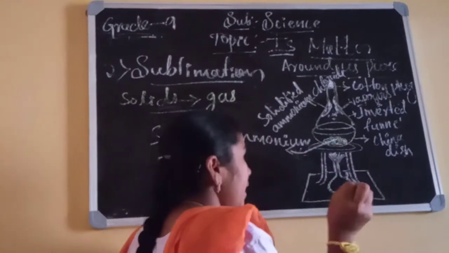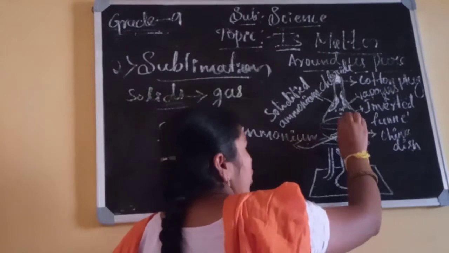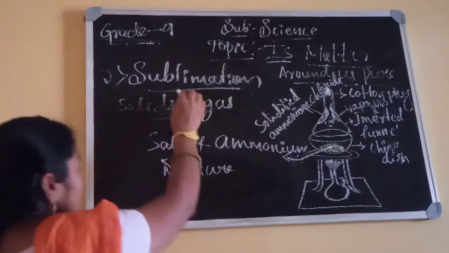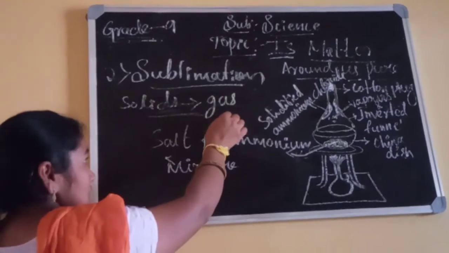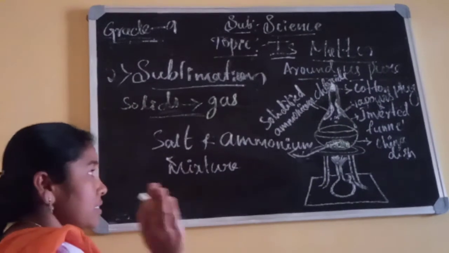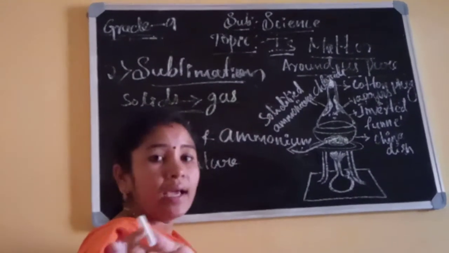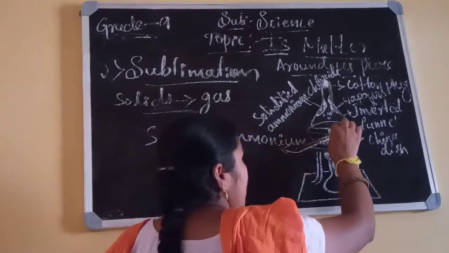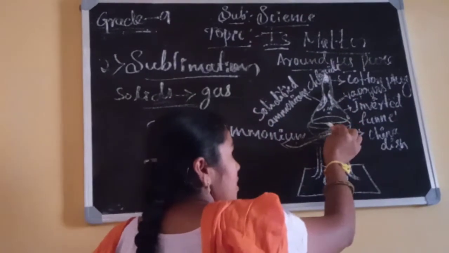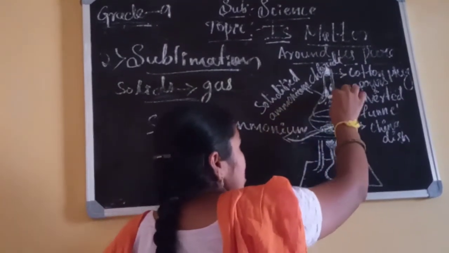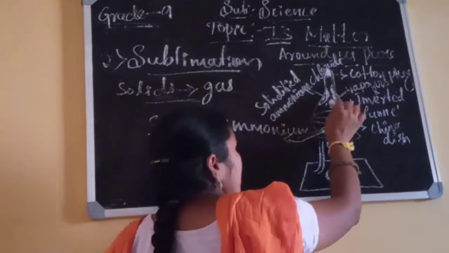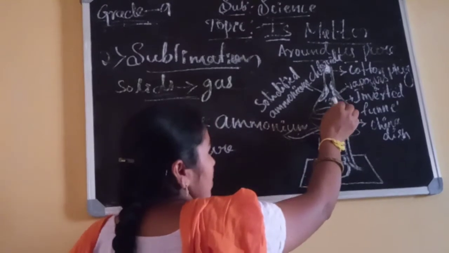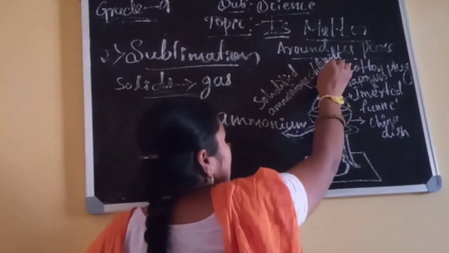Here, due to heat, ammonium chloride evaporates. This ammonium chloride is a solid. Sublimation means solid directly changes into the gaseous state without changing into the liquid. Already you have seen that in the activity also. See here, this ammonium chloride directly changes into the gaseous form without changing into the liquid. See here, these are the vapors of ammonium chloride.